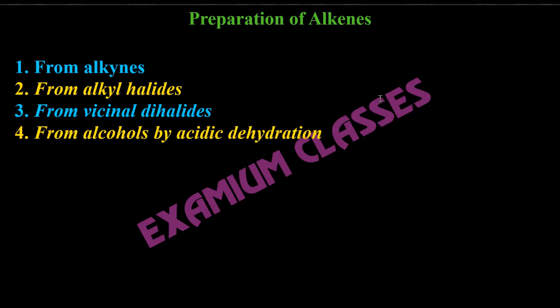In this case, the 4th one is specifically important because you will be using it multiple times in conversions. And the 3rd one also is specific to alkenes. So you should be very much familiar with vicinal dihalides and how we prepare alkenes from vicinal dihalides. The last 2, 3 and 4, will be used in conversions. From alkynes, basically you have done a part of it.